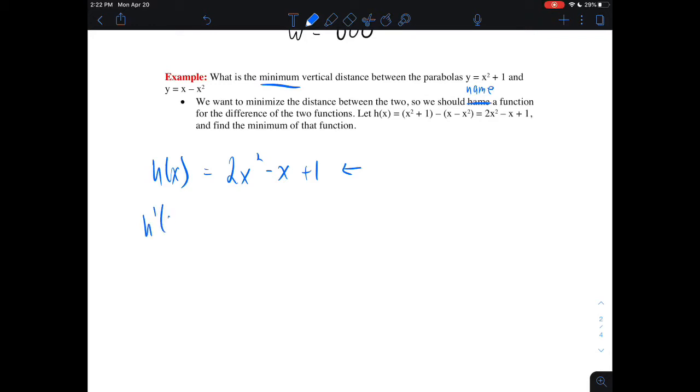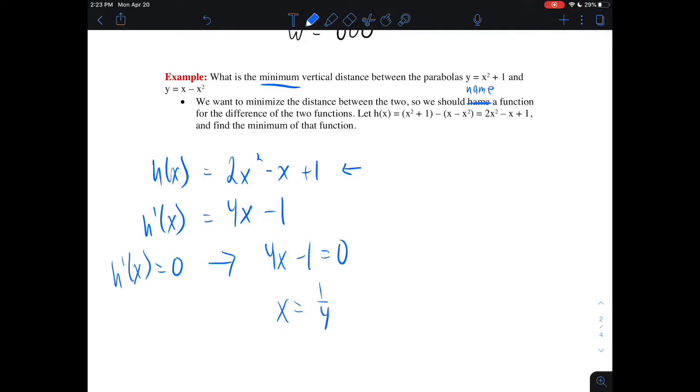We can find the derivative, because not all functions will be quadratics. So h prime of x is equal to 4x minus 1. Critical points are where this derivative is equal to 0 or undefined. Of course, this is a linear function for the derivative, so it's always defined. So we just set the derivative equal to 0, and that tells us 4x minus 1 equals 0, so x is equal to 1/4. Just like we suspected by looking at the graph, we should expect to see the minimum happen somewhere near the origin. So we found our critical point.